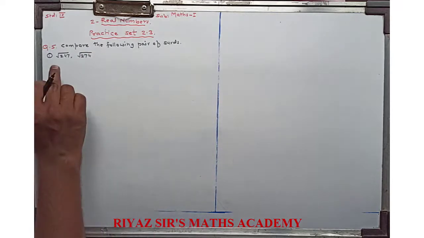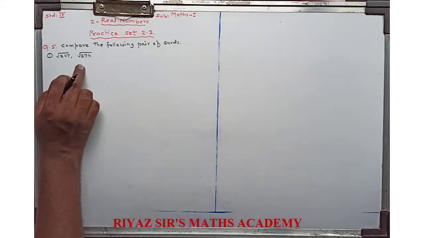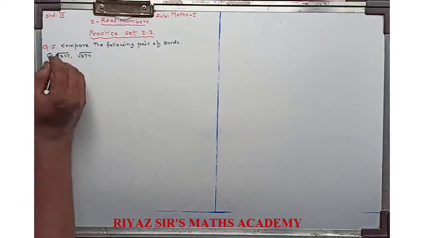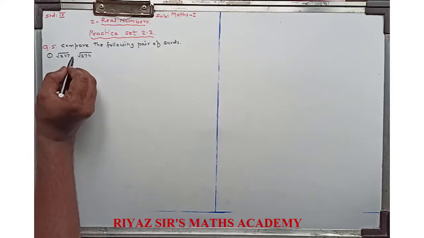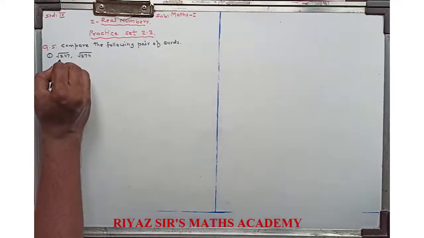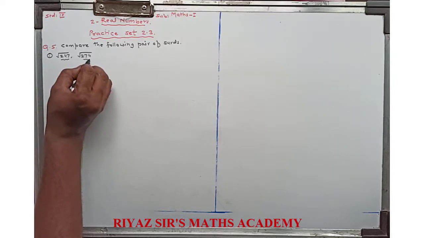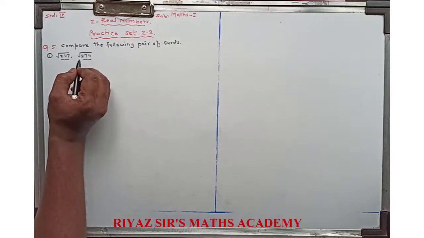Just see, is there any coefficient for these two given surds? Coefficient means is there any number which is multiplied to these given surds? Is there any number outside that is multiplying? That is called coefficient. So there is no coefficient, so we just compare the radicand. The number inside, which we call the radicand, we compare them.